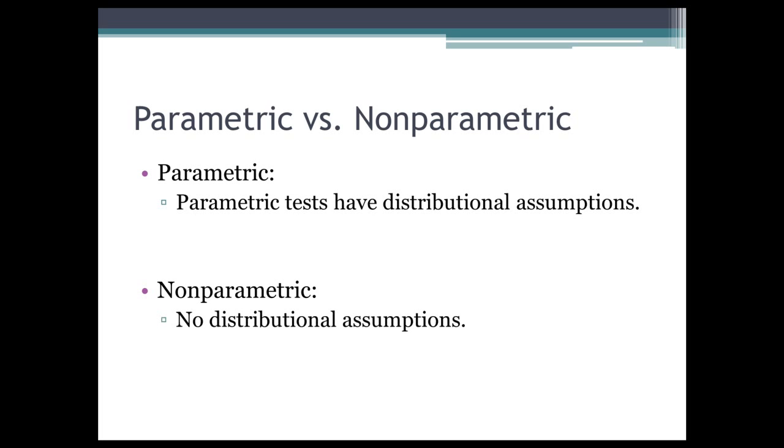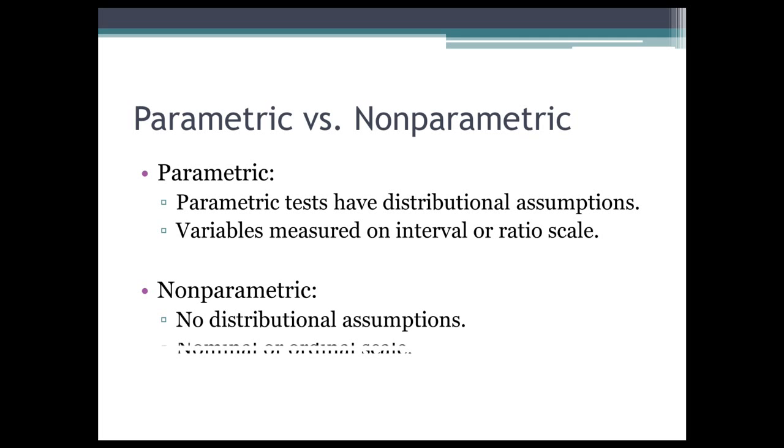So then we also have parametric versus non-parametric. So parametric tests have distributional assumptions. The one in point being normality, that there is a normal distribution of the data. Versus non-parametric, there are no distributional assumptions. In parametric, variables are measured on an interval or ratio scale, so at least an interval scale, and at times a ratio scale as well.